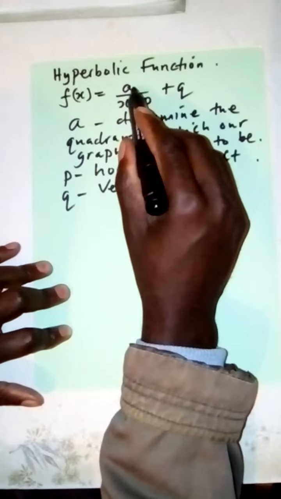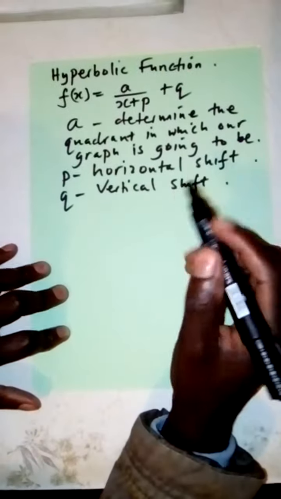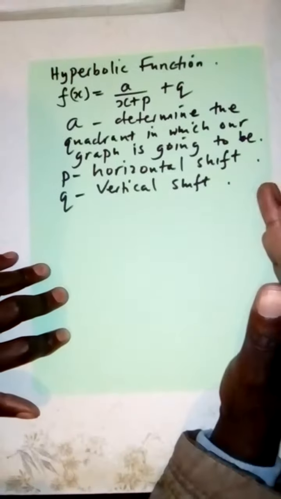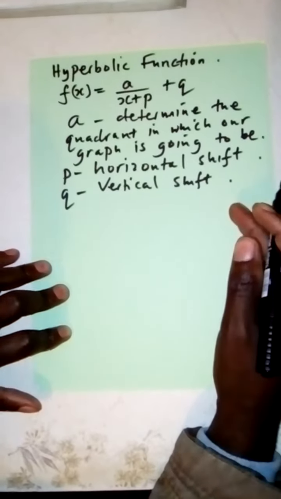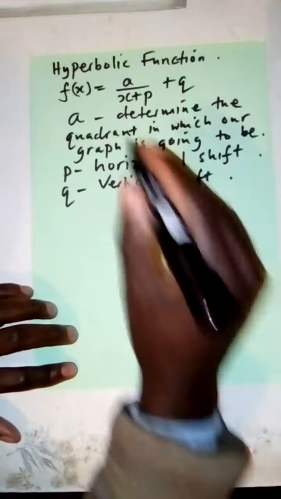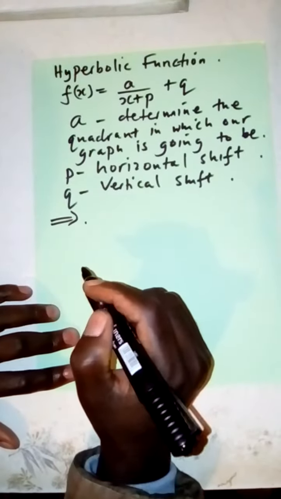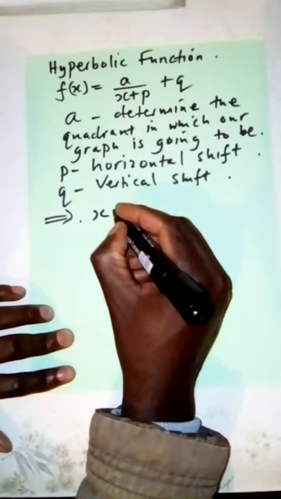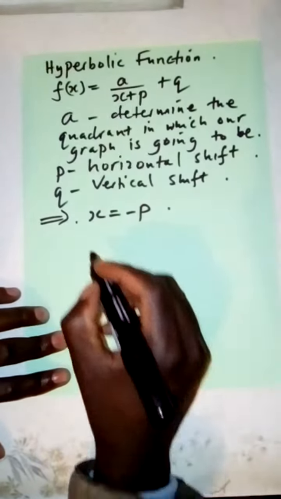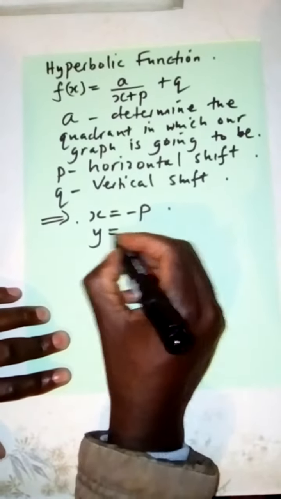And A, we have said it gives us the quadrant. Remember, we have the 4 quadrants: first, second, third, and fourth quadrants. Right, now with this information, we also know that, or this implies that, x equal to minus p as well as y equal to q.